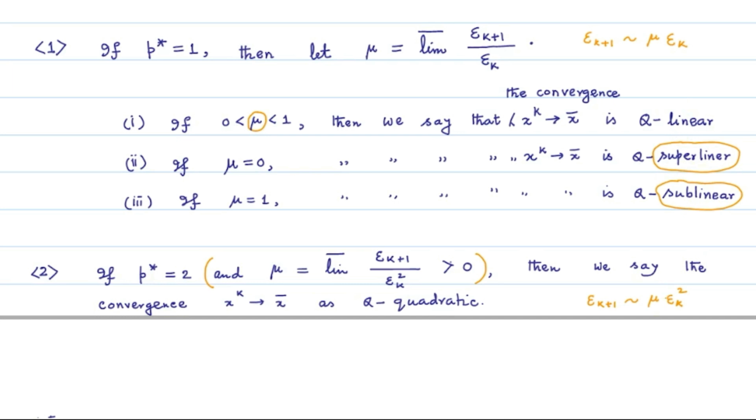After a while, let me consider a few examples, and after the examples, I will show geometrically that in a log scale, the relationship between the index number k and log epsilon k is linear when epsilon k converges to 0 with Q linear convergence rate. Similar will be the facts for superlinear, sublinear and quadratic.